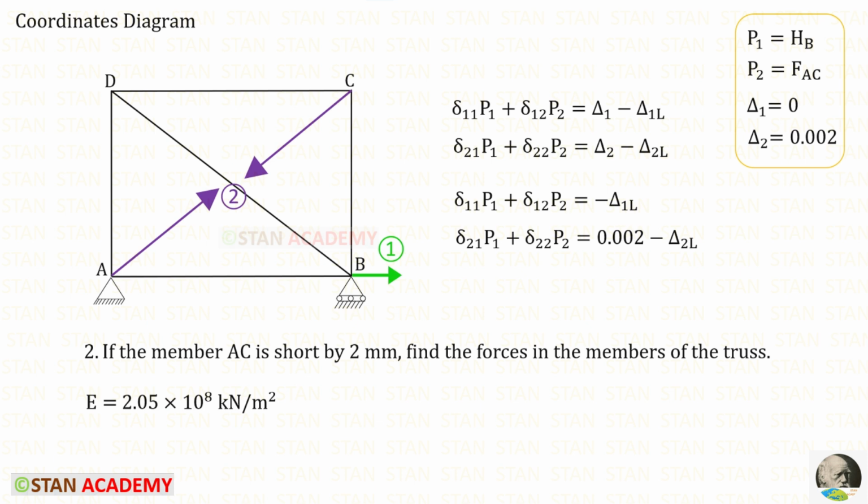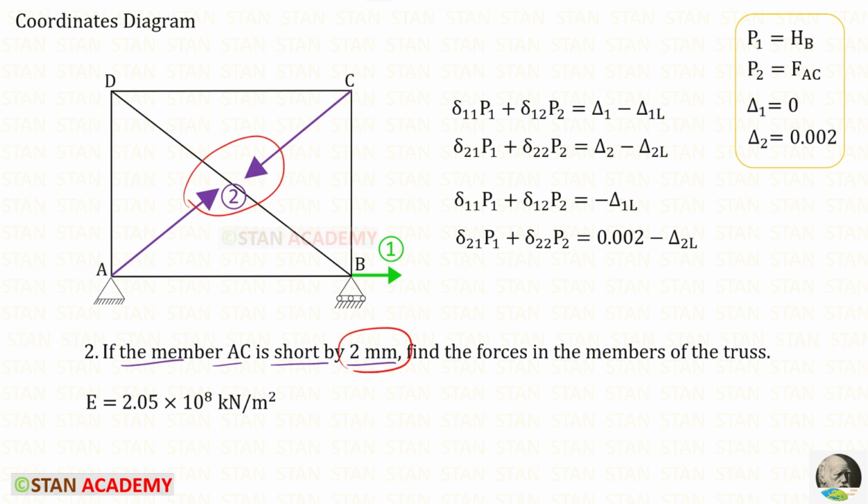Our second coordinate is AC. The member AC is short by 2 mm. If the member is short or long, or it has expanded, that is called lack of fit. If it is short, that will be in the direction of tension. If it has expanded, that will be in the direction of compression. In our case, it is short, so it will be in the direction of tension. Our coordinate is also tensile, so this value should be taken as positive.